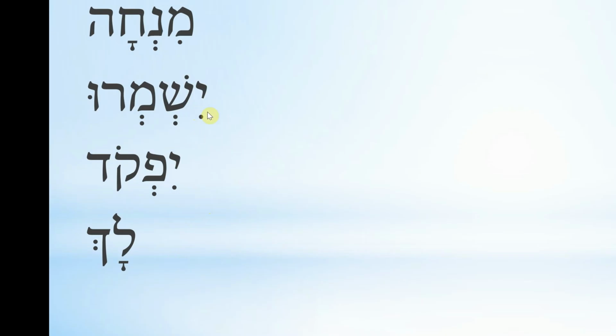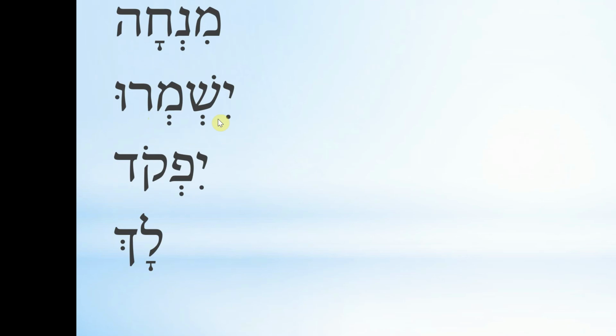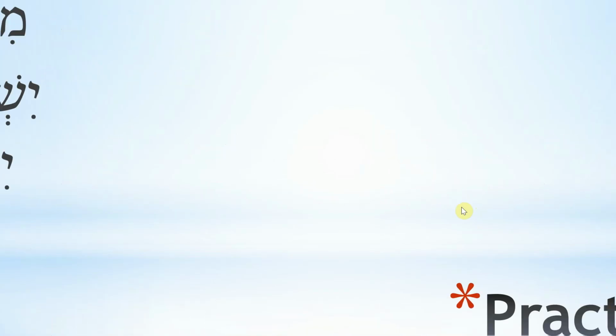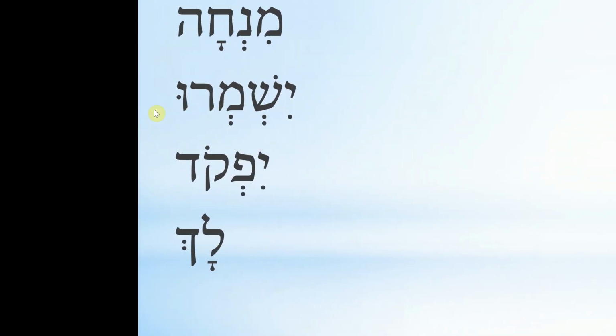Well, that is sort of the rule, right? At least in the world of Hebrew grammar, two people can't be talking at the same time. Two shvas can't be vocal at the same time when they're next to one another. So the first is silent, the second is vocal, right? Back to our rules: two shvas next to one another, the first equals silent, the second is vocal. Yishmeru. Yish, silent, meru, vocal. Okay, yishmeru. Next, yifkod.